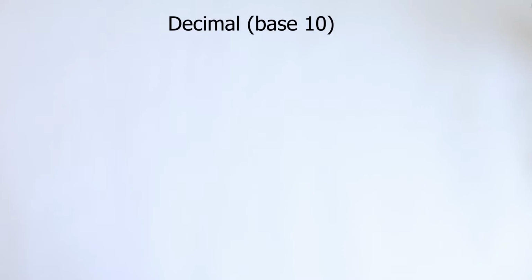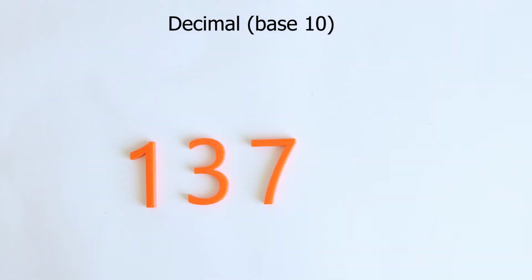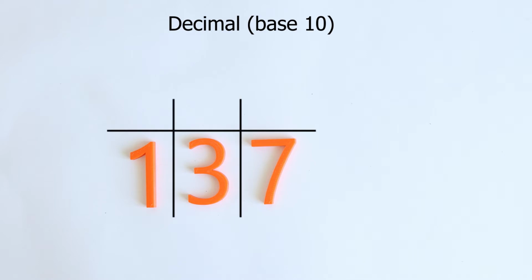So I just said that decimal, the number system we normally use, is a base 10 number system. But what does that actually mean? We're going to use the number 137 to look at this. Let's split 137 into single digit columns. You'll find I do this a lot while talking about different number systems. Each of these columns has a value, and in the case of decimal those are ones, tens and hundreds.